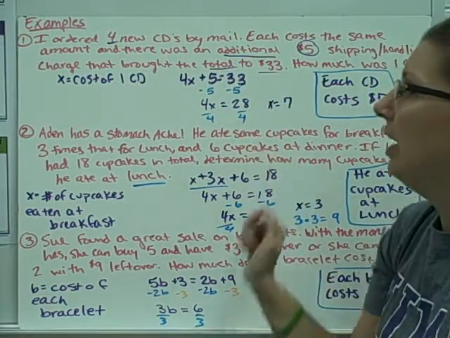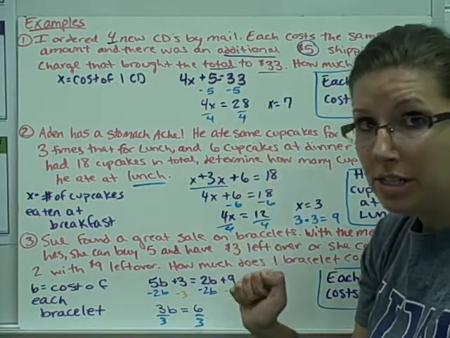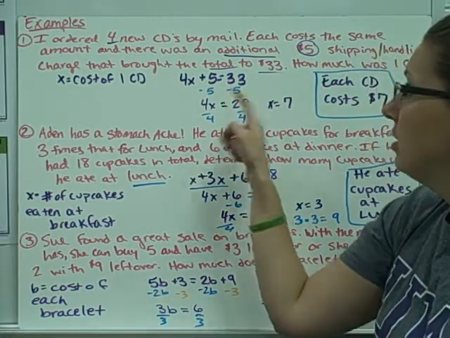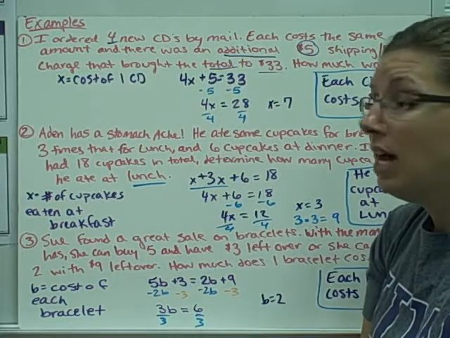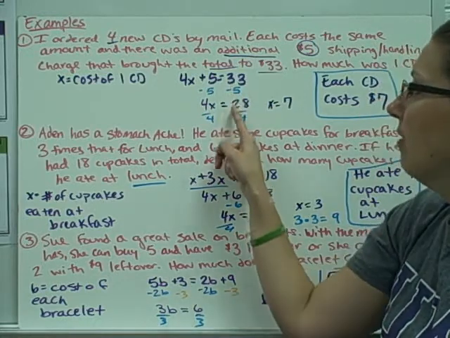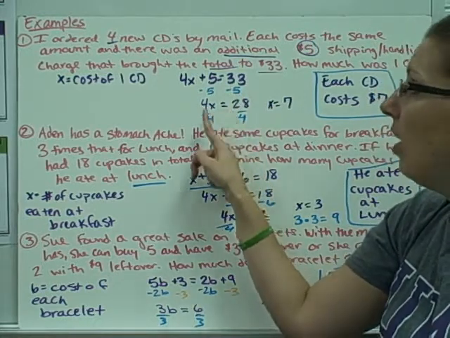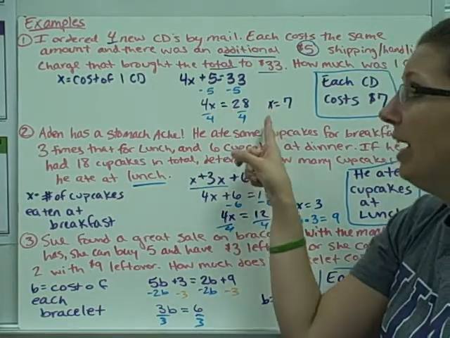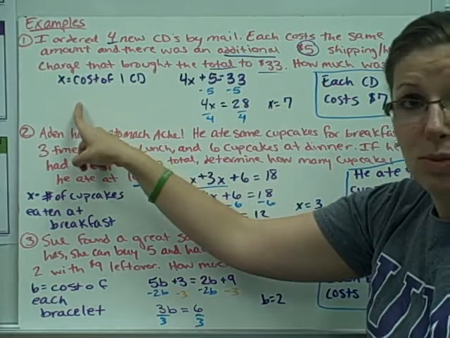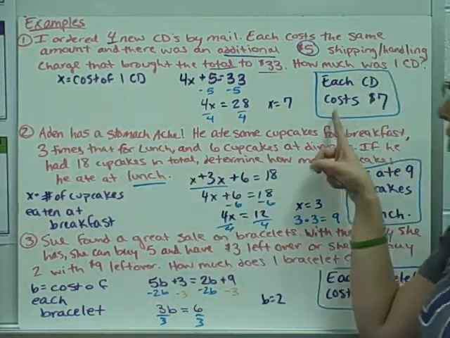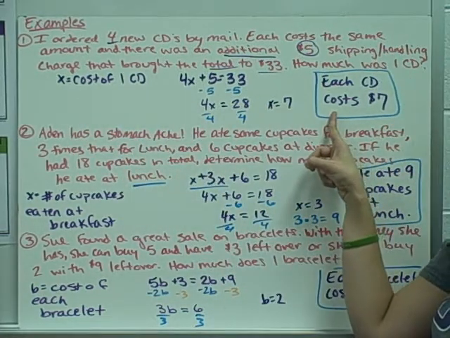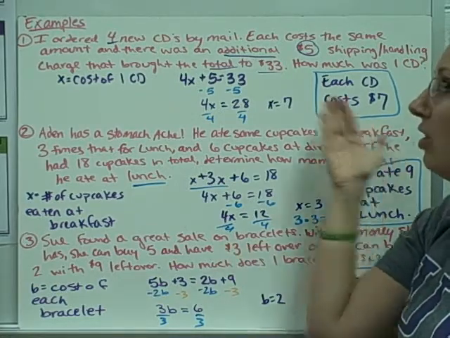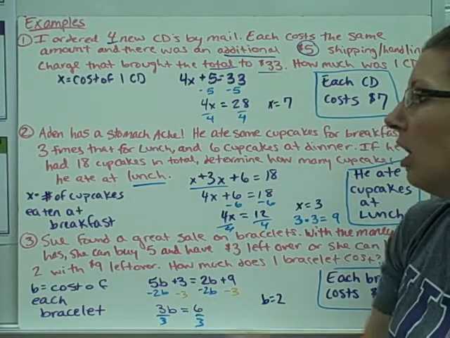Now I go through and I solve using inverse operations, undoing the addition first. So I would subtract 5 from both sides, and 33 take away 5 is 28. Now I'm going to have to divide both sides by 4, and I get 7. X equals 7. What was X? Well, the X was the cost of one CD. So the cost of one CD is $7, or each CD costs $7. So always answer the question that's being asked.